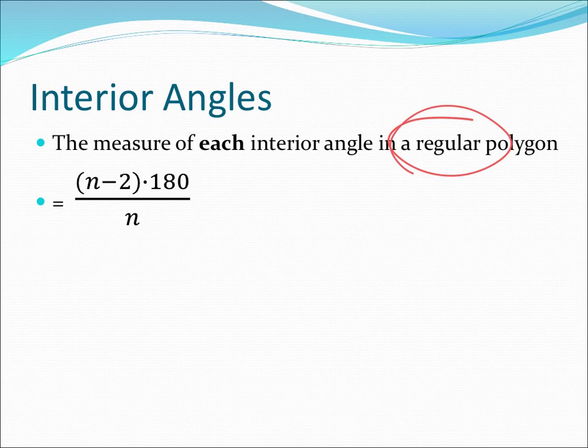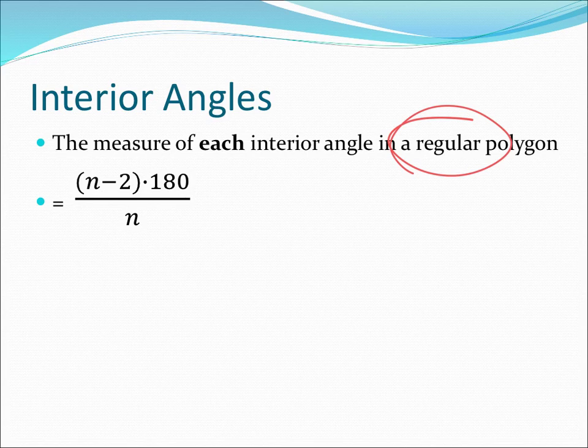What's a regular polygon? What's regular mean? It goes back a couple of chapters. Do you remember what regular means? All the sides and angles are equal. Good. So a regular polygon means that all the sides and all the angles are equal. It's the only time this works.